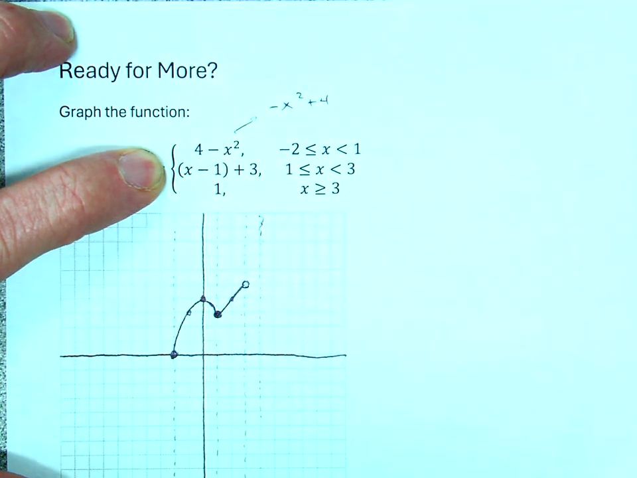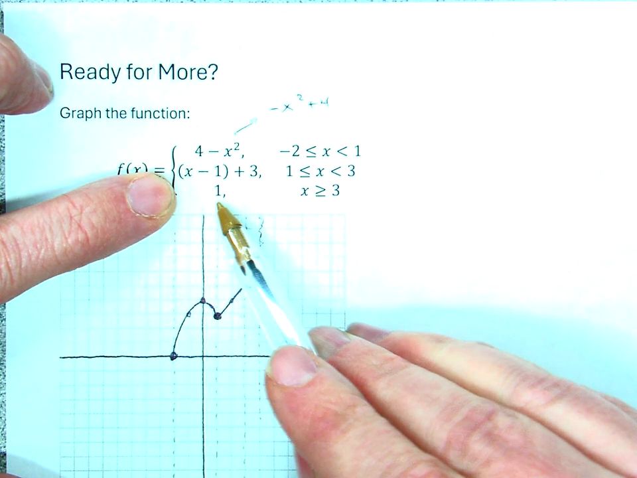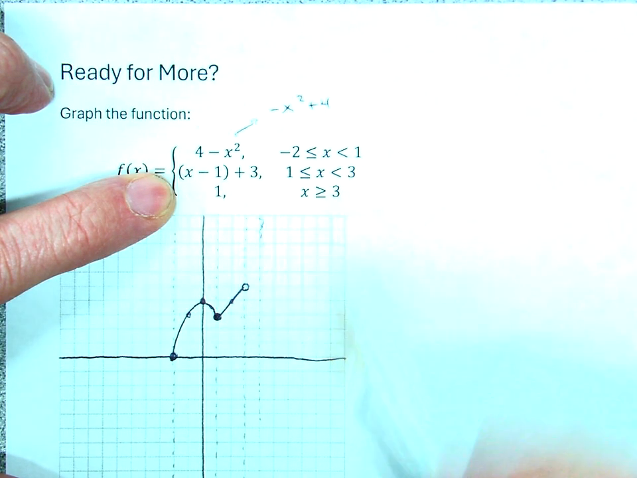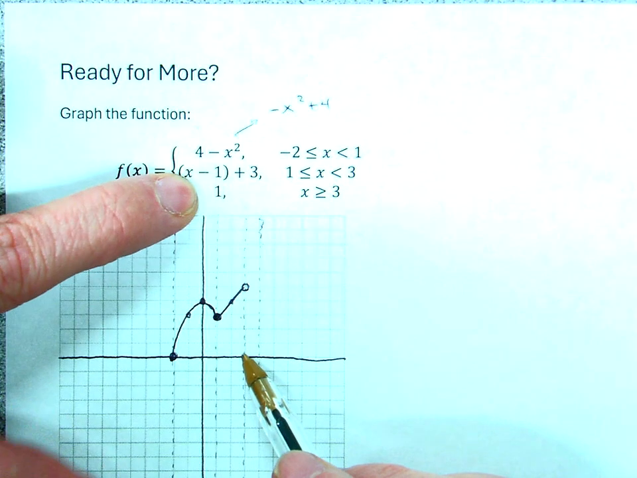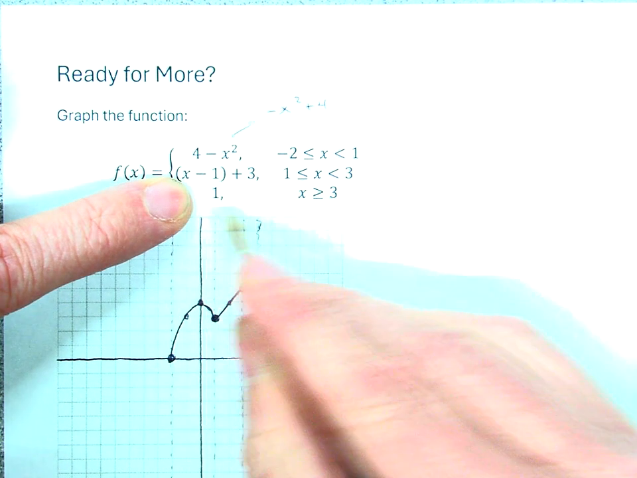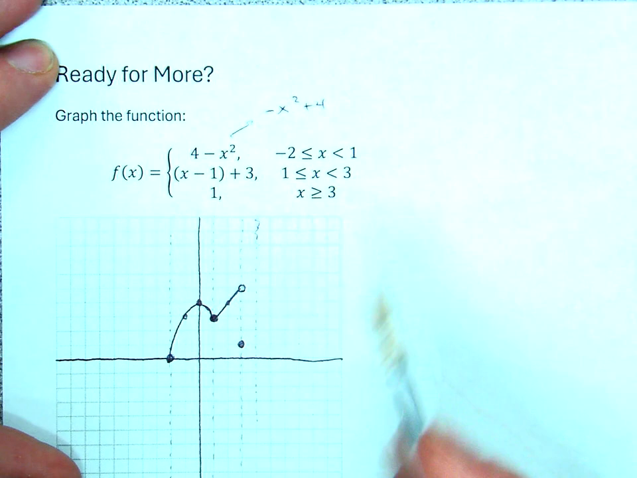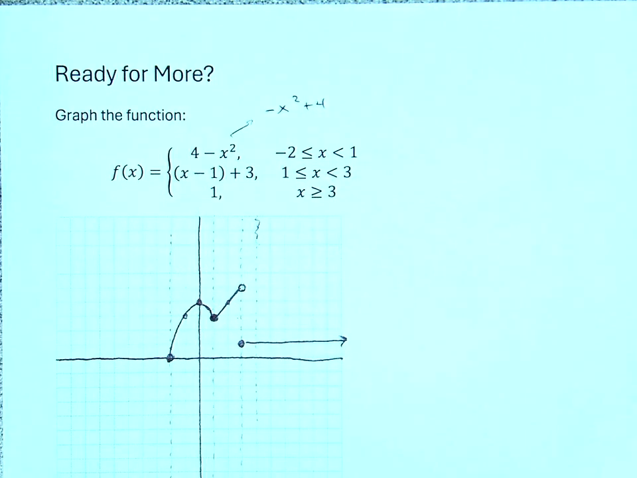Right. Now this one is again another horizontal line at 1, but it only starts when x is 3. So 1, 2, 3. The y value is always 1, so closed dot at 1. And then it just keeps on going, right? This is unbound here. So this is just going to be a horizontal line that goes all the way off the graph out here like that.